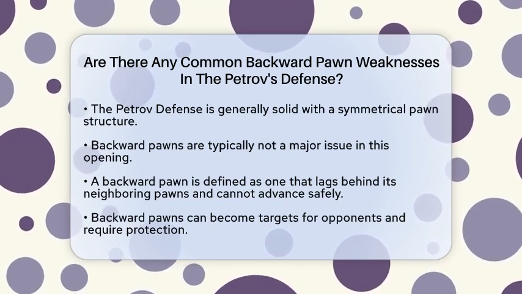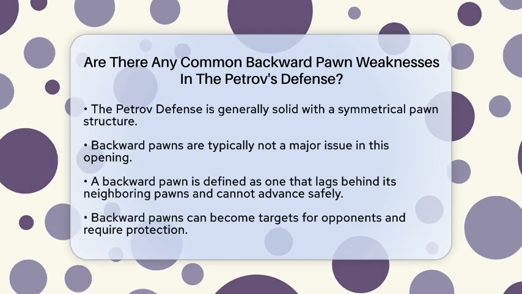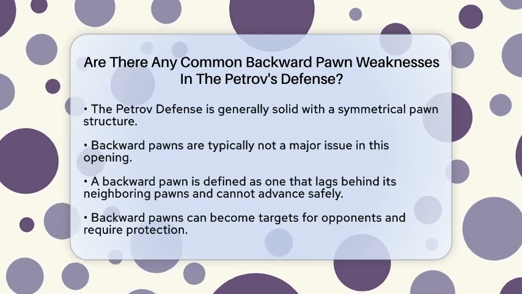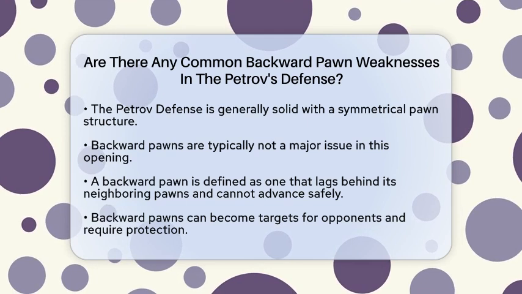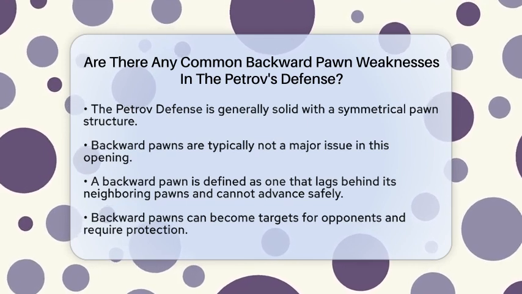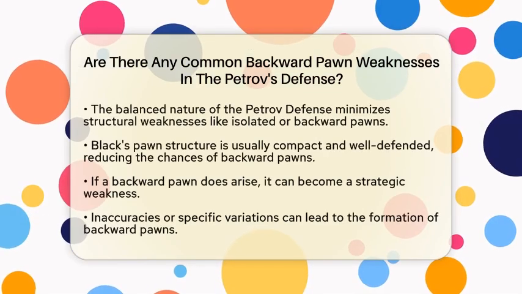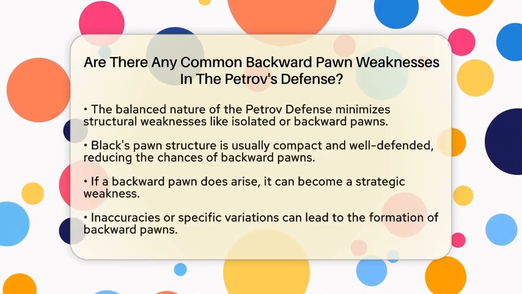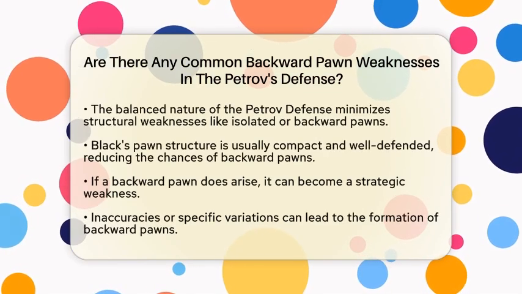So, what exactly is a backward pawn? A backward pawn is one that falls behind its neighboring pawns and cannot advance safely. This situation can create a target for your opponent. If a backward pawn appears, it requires protection from your pieces and can limit their movement.